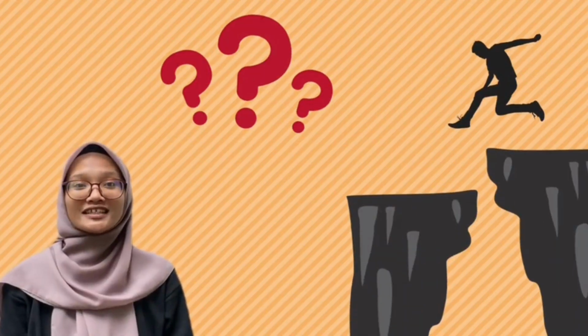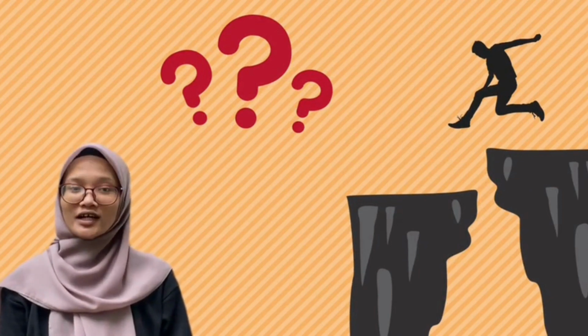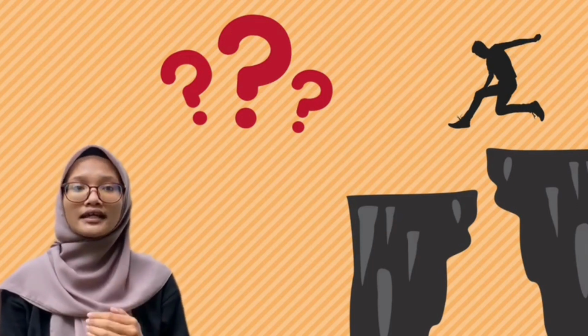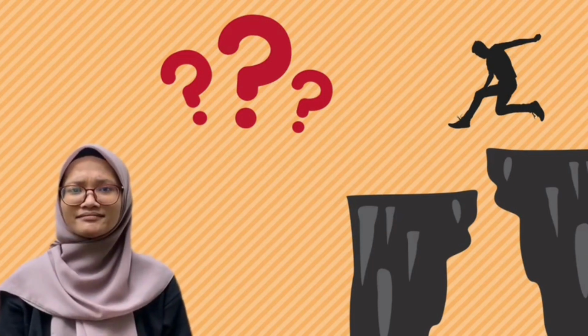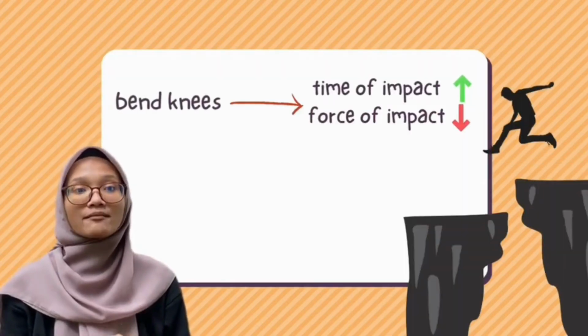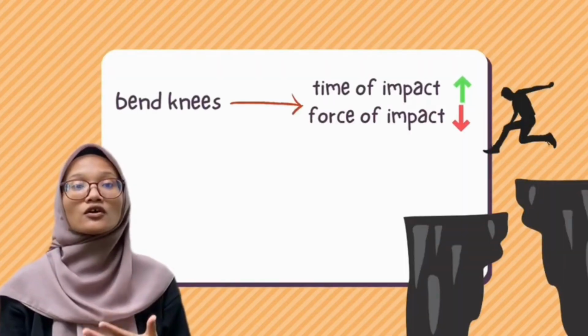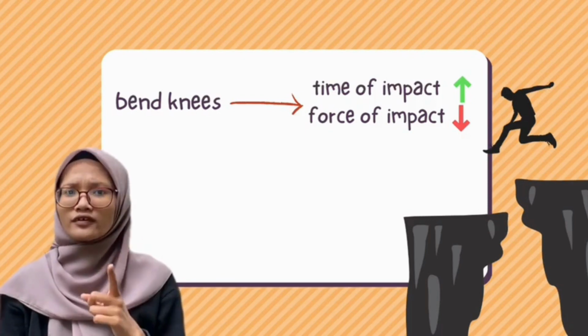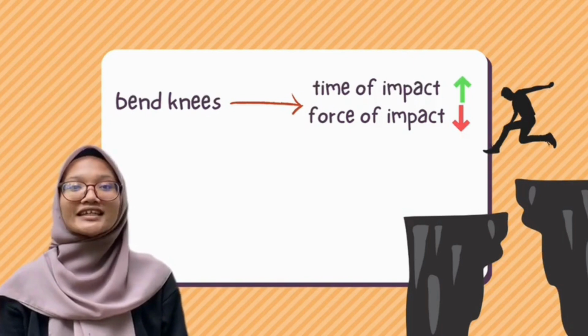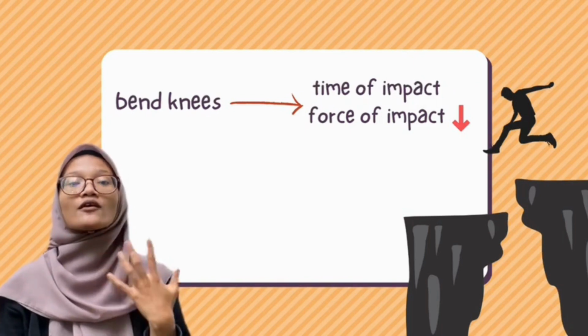Before we start our lesson today, I have a question to ask. Have you ever jumped to the ground from any height and felt pain in your leg when you landed with a straight leg, but the leg doesn't hurt if you bend your knee on impact? This is because when you bend your knee, it lengthens the time of impact and reduces the force of impact. The impact you feel is an impulse force. So, in this video, we will learn about impulse.